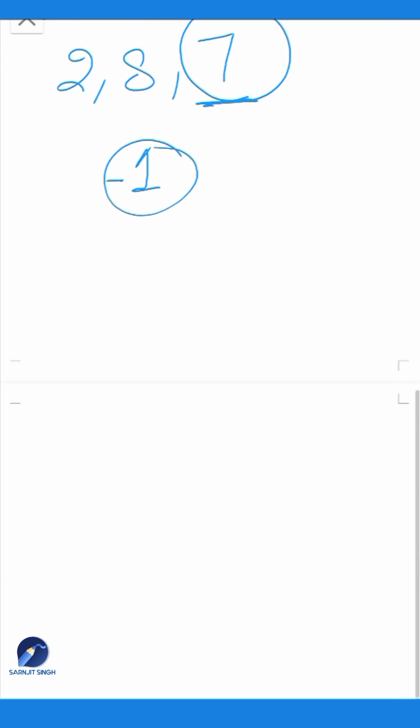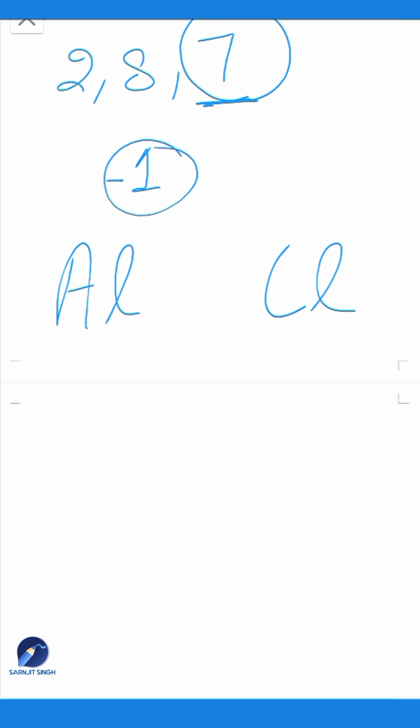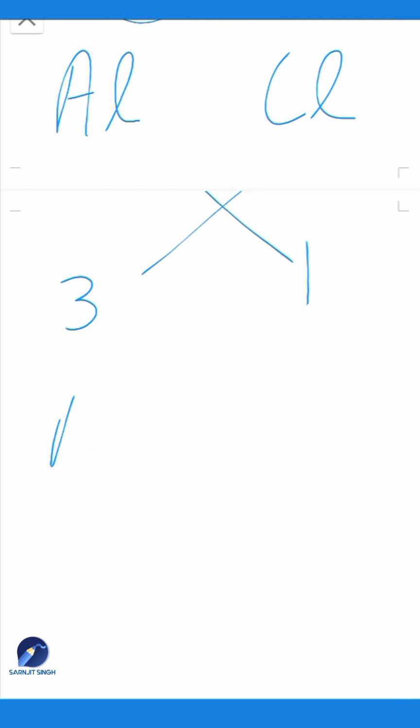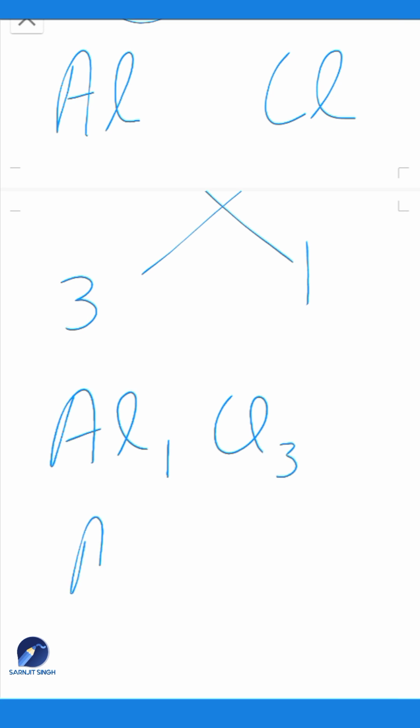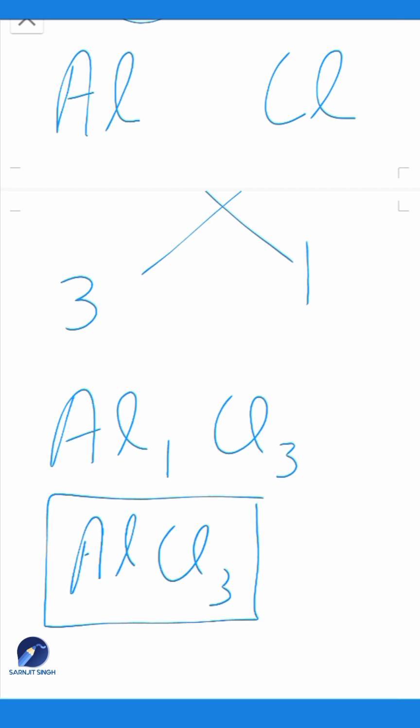So now what is the formula for aluminium chloride? First we write the symbol for aluminium here and chlorine here. Aluminium has valency 3 and chlorine has valency 1. Now cross these valencies and you will get Al1Cl3, or simply AlCl3. So that is the formula for aluminium chloride.